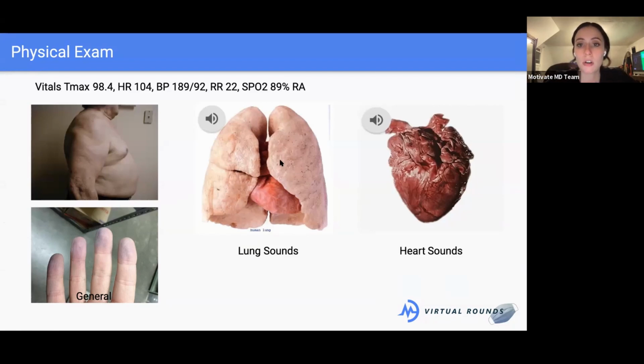So just turn your volume up as much as you can for a second so you could hear this. I think it's kind of low, but. All right, so that was his lung sounds and also the heart sounds.